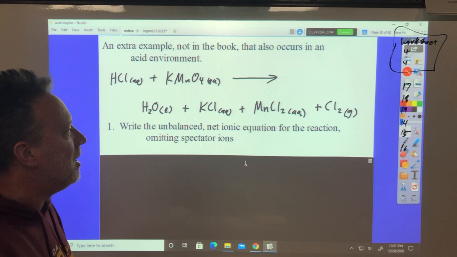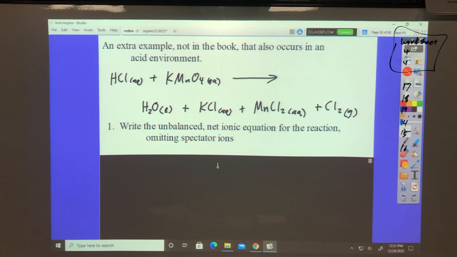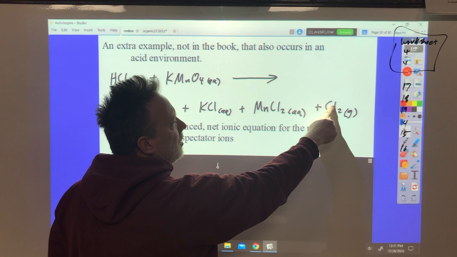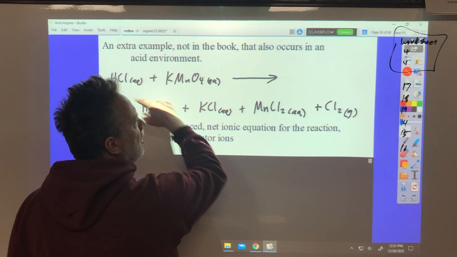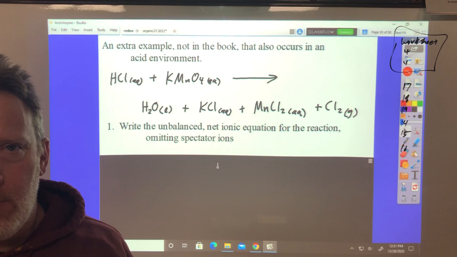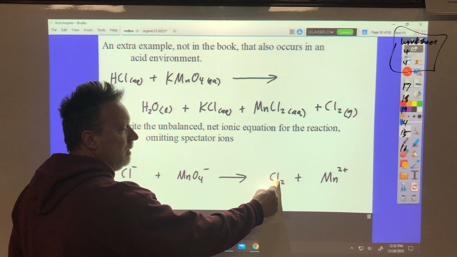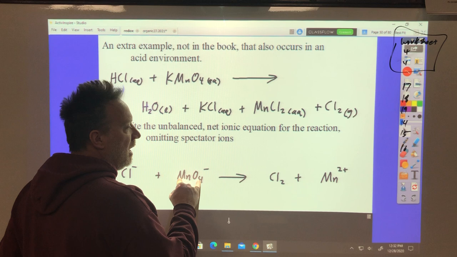So you write that unbalanced net ionic equation for the reaction, omitting spectator ions. So we can take out the potassium ions, we can take out the chloride ions here. Now, this chlorine molecule has an oxidation number of 0, so some of those chloride ions are there, and some of them we'll take out. They'll end up back there. So the heart of the reaction is some chloride ions are going to get converted into chlorine gas, which is nasty, and some permanganate ions are going to be involved in producing manganese 2 ions.